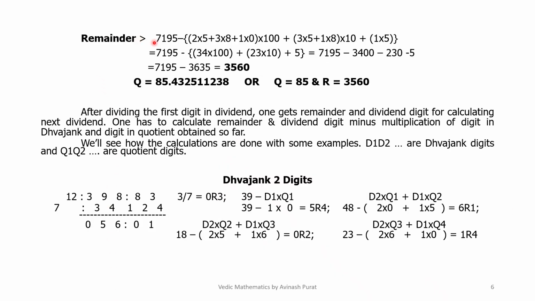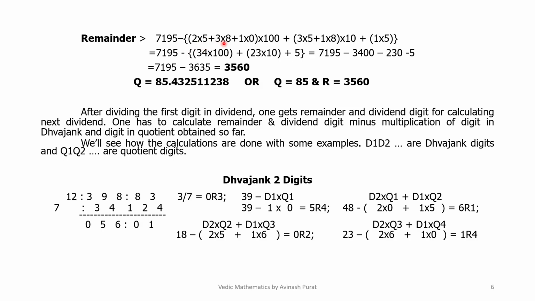Remainder is 7195 minus 2 into 5 plus 3 into 8 plus 1 into 0 multiplied by 100 plus 3 into 5 plus 1 into 8 multiplied by 10 plus 1 into 5, that is 7195.